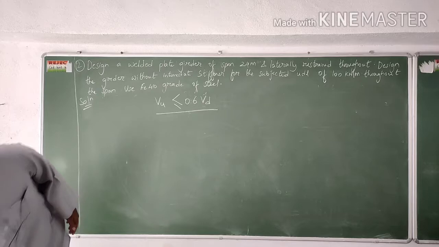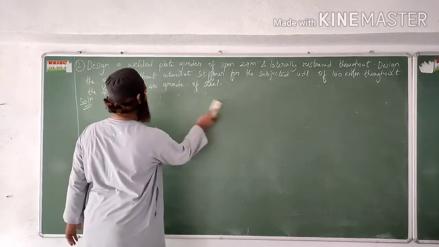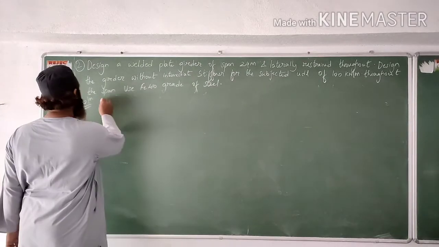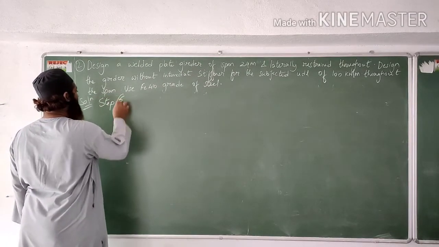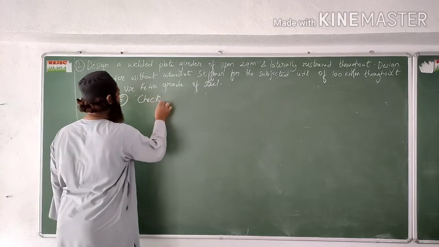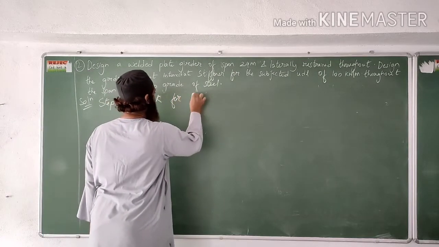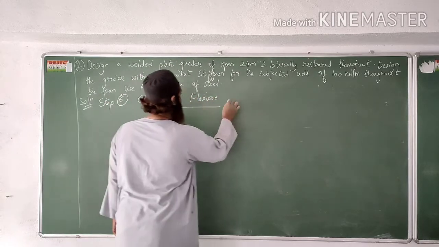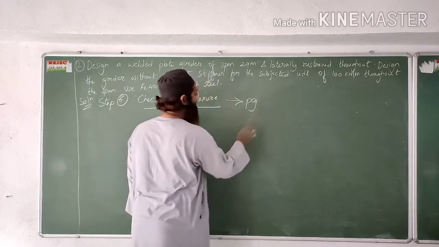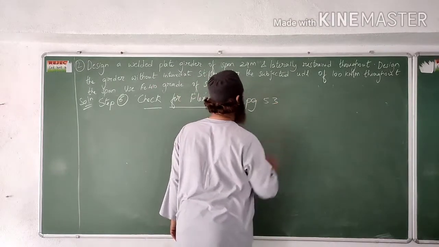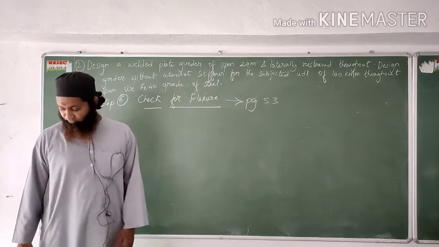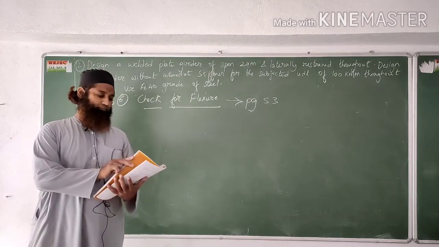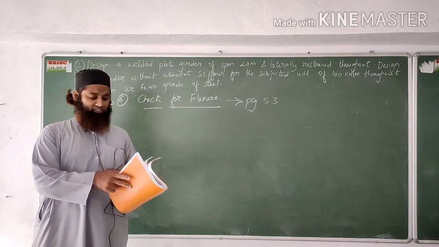Now we'll have to check whether it is safe in flexure or not. Let us see here. Check for flexure, Step 6. I request all of you to please carry the code books while solving this problem. We require it. It is very important. Let us see page 53. In page 53, what does the clause say here?